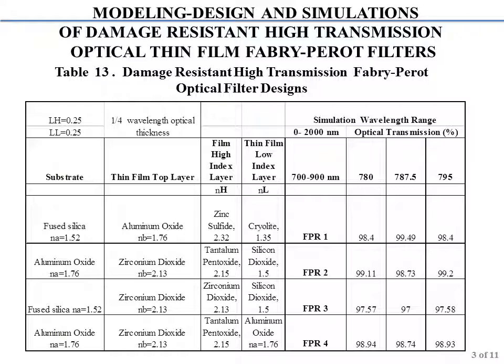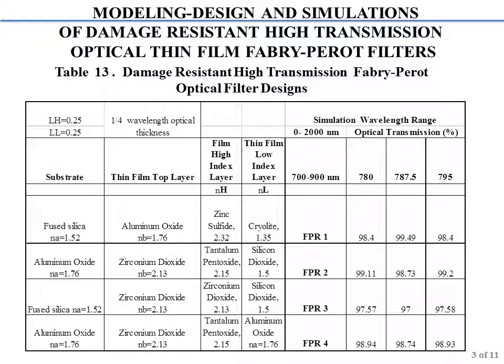And so in the case of fused silica being the substrate at 1.52 the refractive index, we have zirconium dioxide as the top layer, and again zirconium dioxide, silicon dioxide being the high-low layer, and we have Fabry Perot filter 3 with transmission as high as roughly 97% at 780 input and output wavelengths.